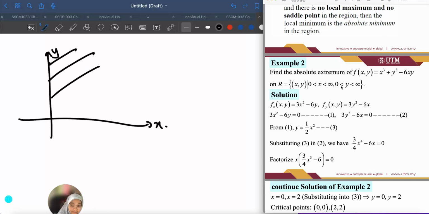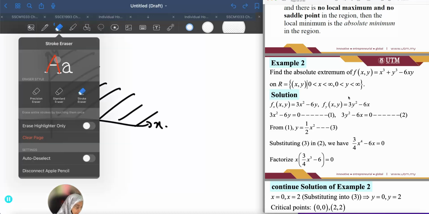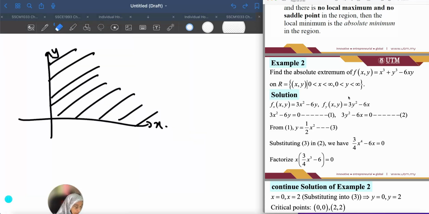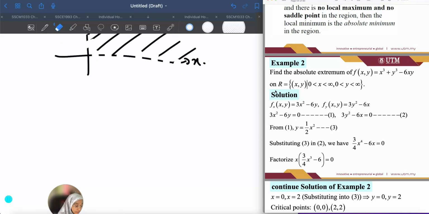That is only the region. So this is an open region. Okay, but it does not include the y-axis and x-axis, because you can see there is no equal sign. So we can draw this as a dashed line maybe. Okay, not including the x and y axes. Okay, now how can we deal with this problem?